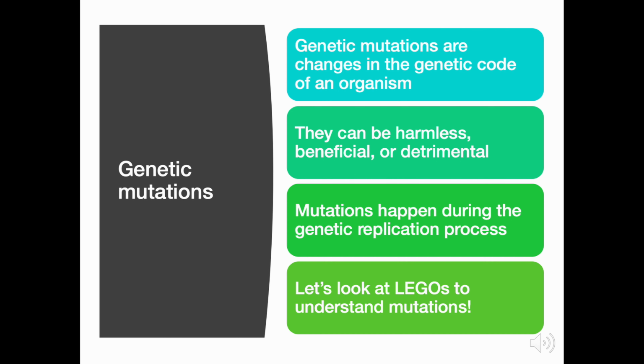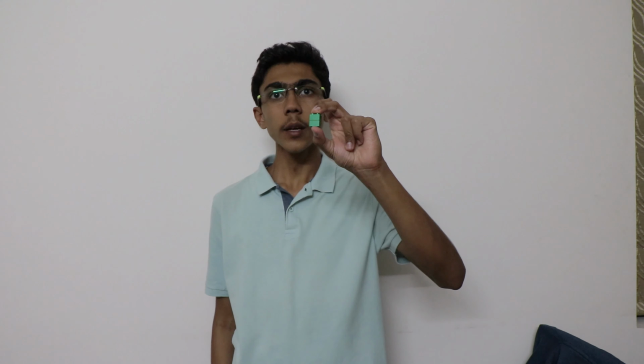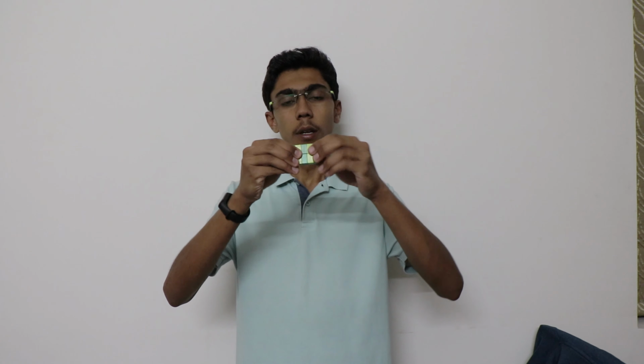Now, let's look at Legos to understand mutations. Hey everyone, let's explore genetic disorders using Legos. Each of these is a gene on a chromosome. This is additional genetic material. An addition is when genetic material is added to an existing gene during reproduction. A deletion is when genetic material is removed from a gene during reproduction. Now, let's explore recombination. In a recombination, genetic material from two genes is switched around. For example, like this.